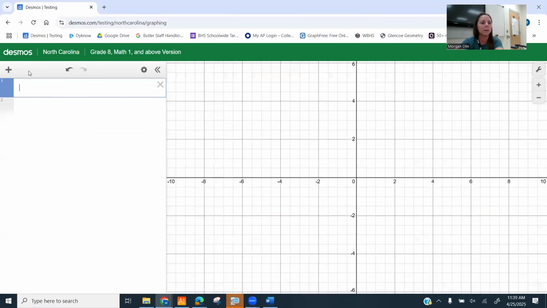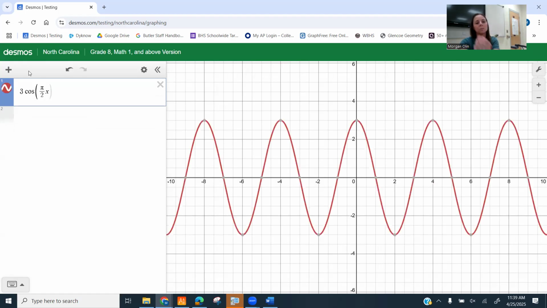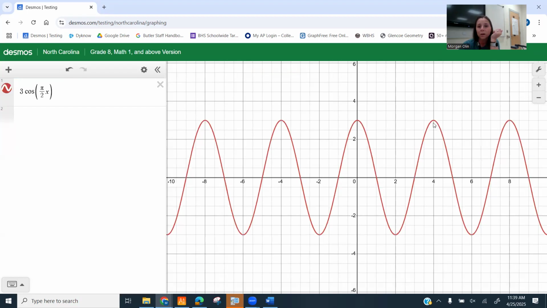Let's type it out. 3 cosine, pi divided by 2, and then they have theta here. I'm just going to put x. Now it appears that one cycle goes from here all the way to here, max to max. Do you see how the length of that cycle is from 0 to 4? So it's just a length of 4. If you start at 0, you can always kind of see what it is. So it's 4 right there.